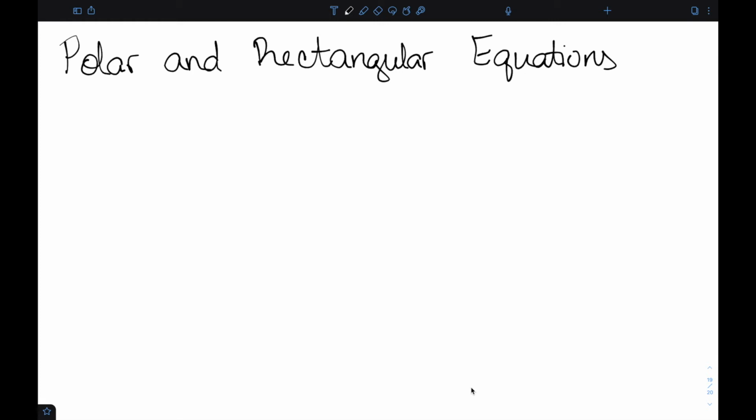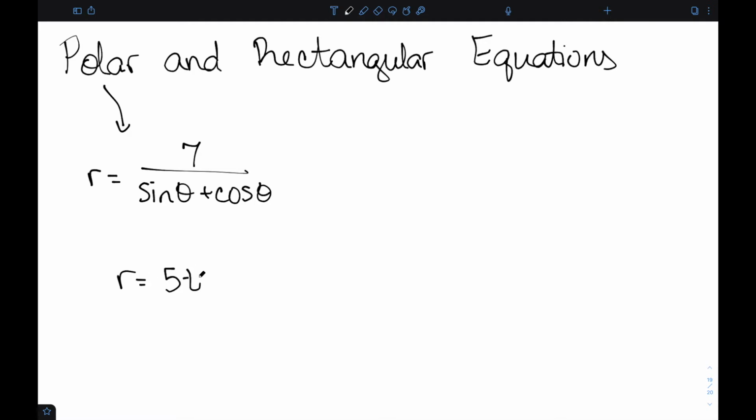Now that we've looked at converting polar and rectangular coordinates, let's look at converting between polar and rectangular equations. A polar equation is going to contain r's and thetas, whereas a rectangular equation is going to contain x's and y's. Polar equations can look like r equals 7 times sine theta plus cosine theta, or r equals 5 tangent theta.